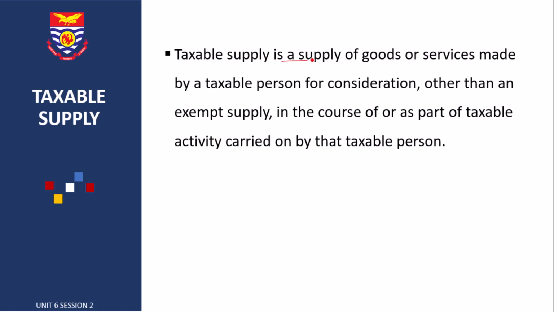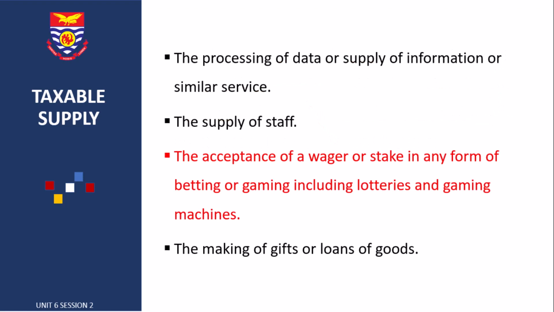Taxable supply is a supply of goods or services made by a taxable person for consideration, other than an exempt supply, in the course of or as part of taxable activity carried on by that person. And this can be found at Section 33 of the VAT Act 2013, Act 870. Let us look at some examples of taxable supply.